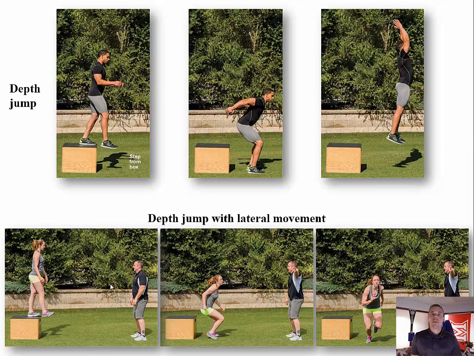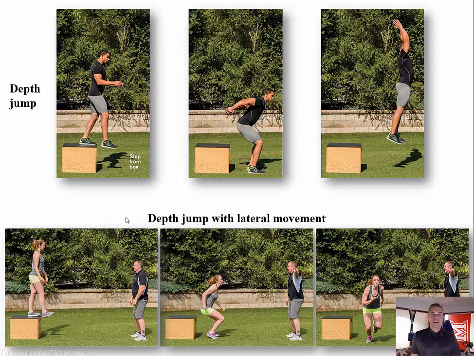So some examples of lower body plyometric exercises can be seen here with the depth jump, where the athlete starts in a standing position on top of a box. They step off the box, and again, they're not jumping off the box, but stepping off the box, landing with both feet on the ground, and then with a very quick delay or short delay, they are using a counter movement and jumping explosively as high as possible.